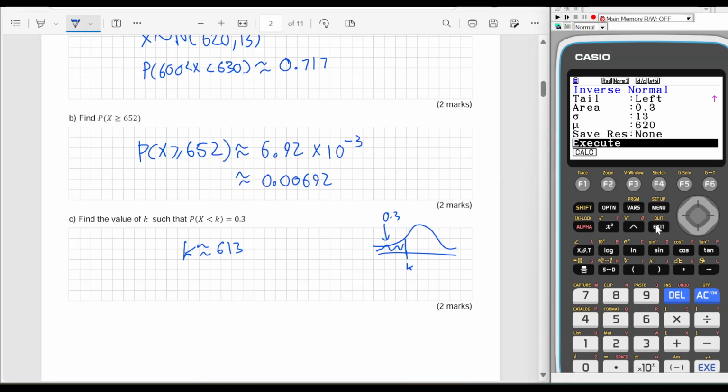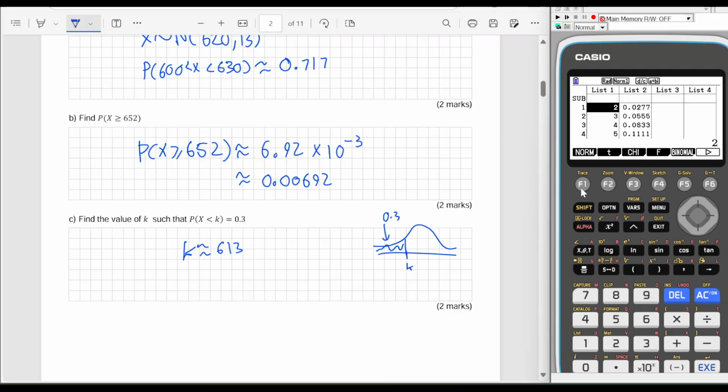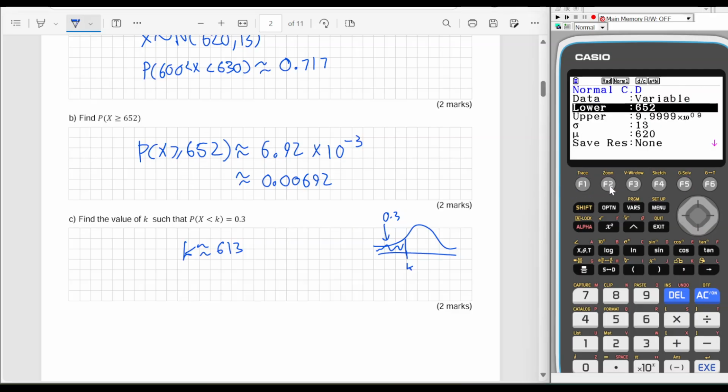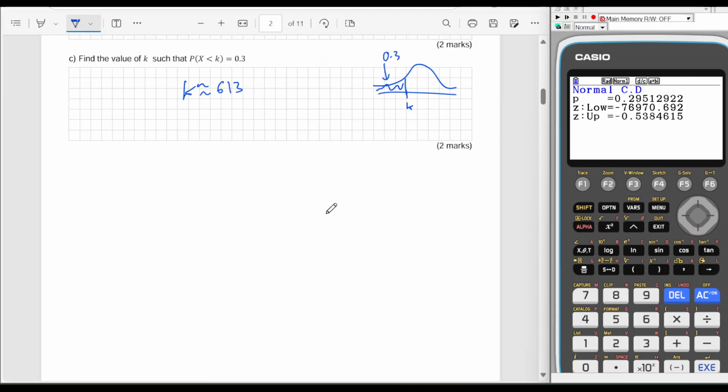Now I want you to double check this in the test if you ever do it. So Normal NCD, if I go for the lower being minus a whole bunch of 9s and the upper being the K value we just found, I should get about 0.3 for my probability, which I do.